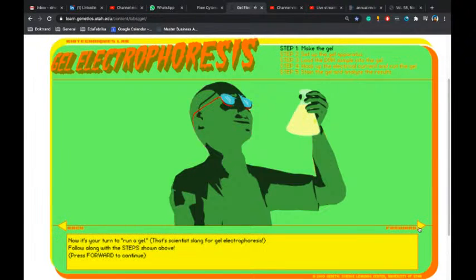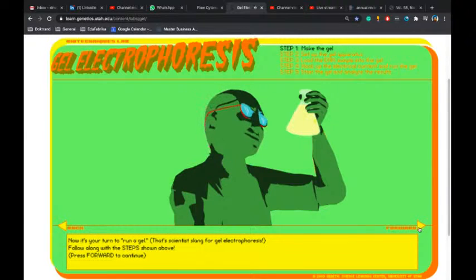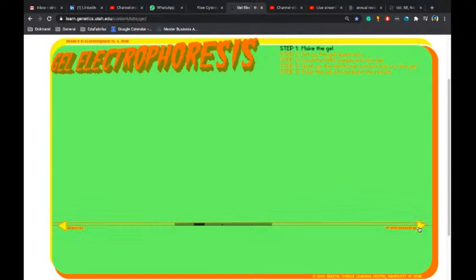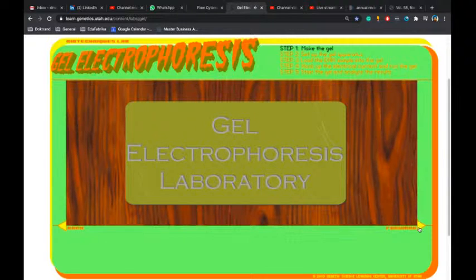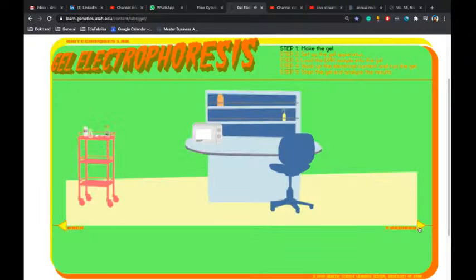So let's start the gel electrophoresis. First we make the gel, then we make the gel apparatus, load the DNA sample into the gel, then hook up the electrical current and run the gel, and then stain the gel and analyze the results. Welcome to the gel electrophoresis laboratory.